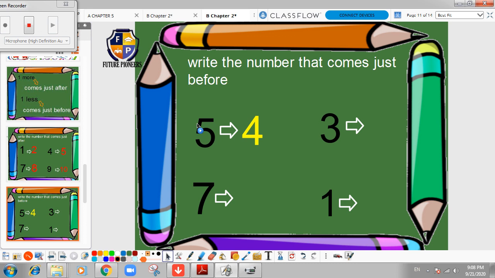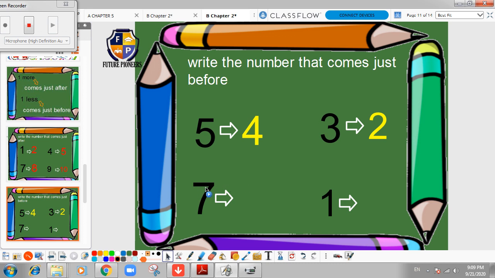And how can I write 4 in letters? F-O-U-R, 4. What is the number that comes before number 3? We said 2, 3. So number 2 is the number that comes before number 3. And how can I write 2 in letters? T-W-O, 2.